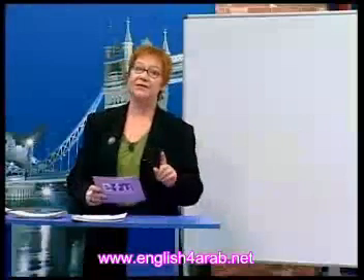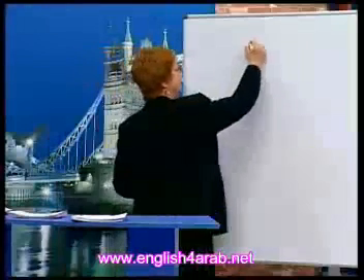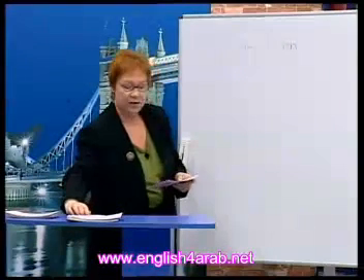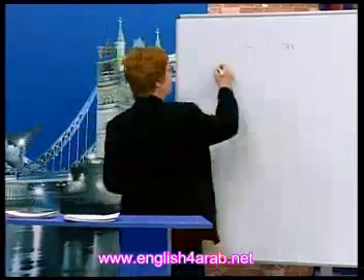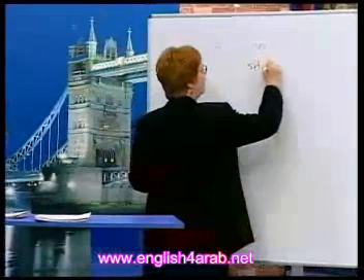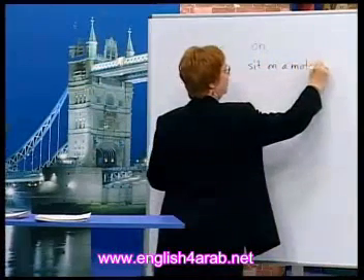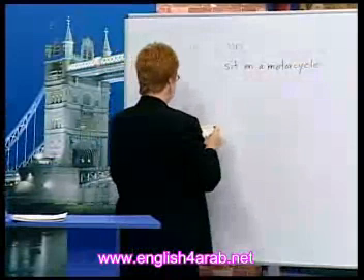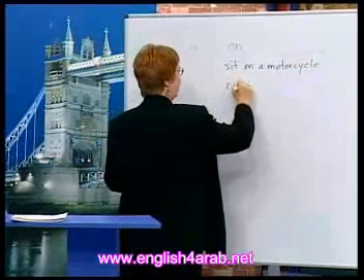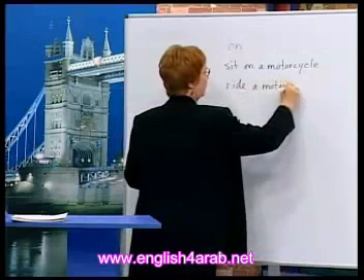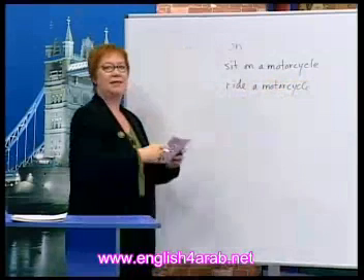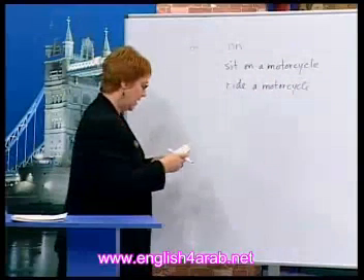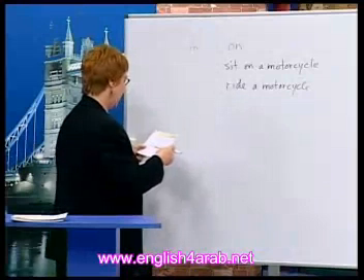Now, notice the difference in the use of prepositions in and on. Let me change my pen here. Okay, we can sit on a motorcycle, but we drive a motorcycle, okay? Or we ride a motorcycle, okay? So it's a little bit different. I sit on a motorcycle, but I ride a motorcycle. Or a bicycle is the same, okay?